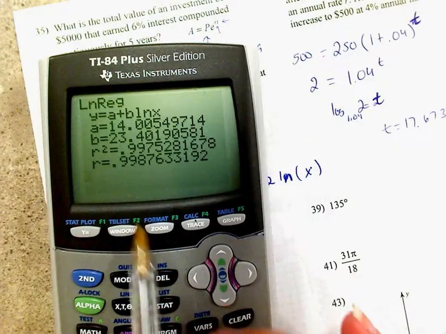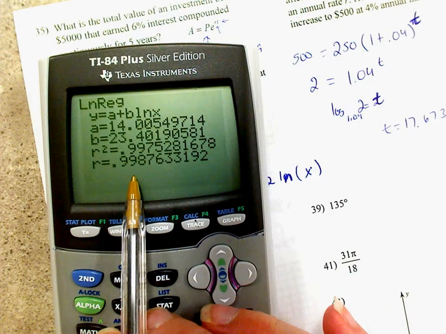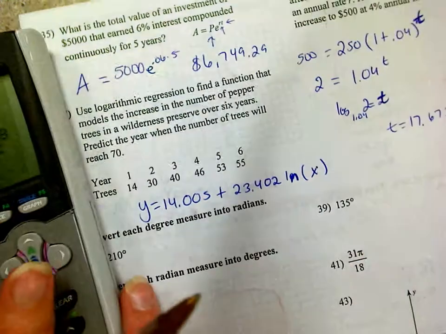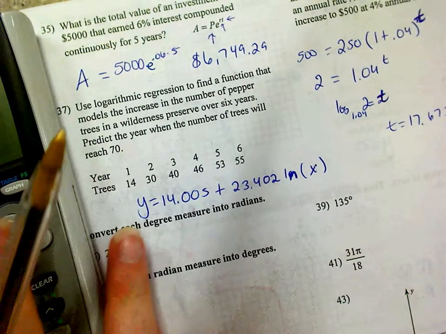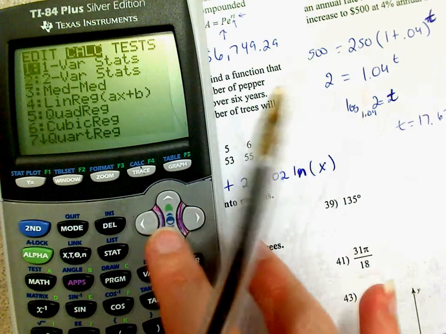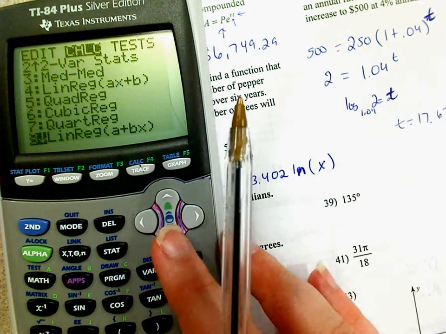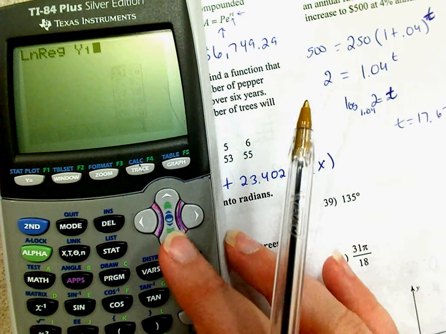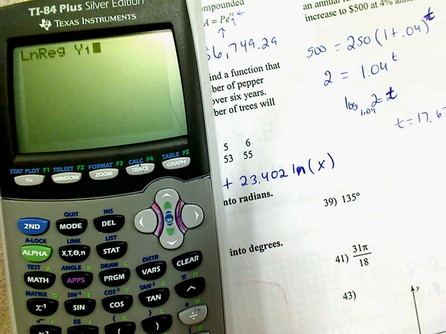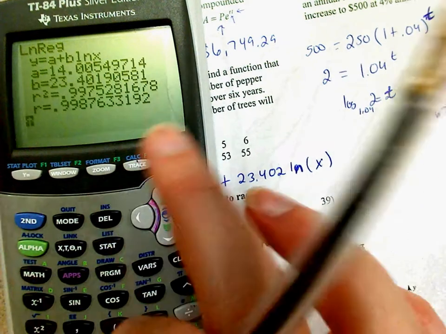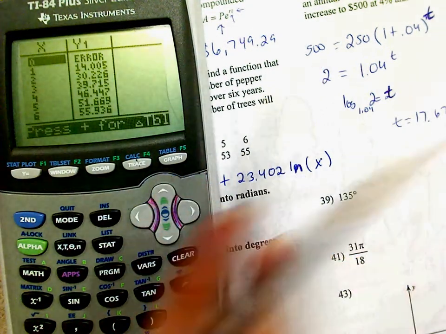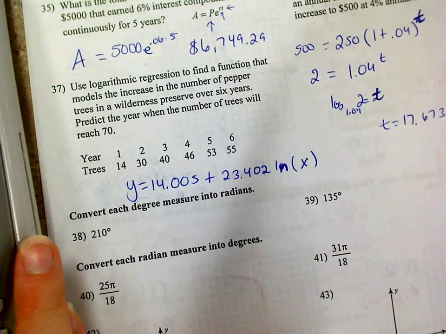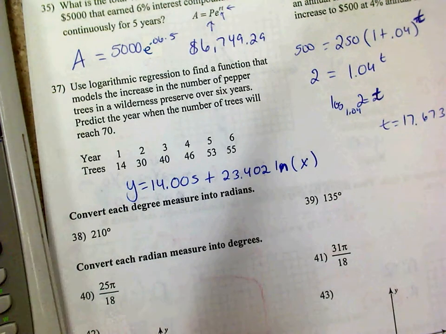And then I want to predict when the number of trees will be 70. Well, I'm going to go stat, calculate, and do that again, only this time I'm going to be smart and do alpha vars, alpha trace, and press enter so it stores at my y1. Now when I go to my table and type in 7, oof, I want to know when it equals 70. No, not that many years. So forget that. I just want to know when it equals 70.